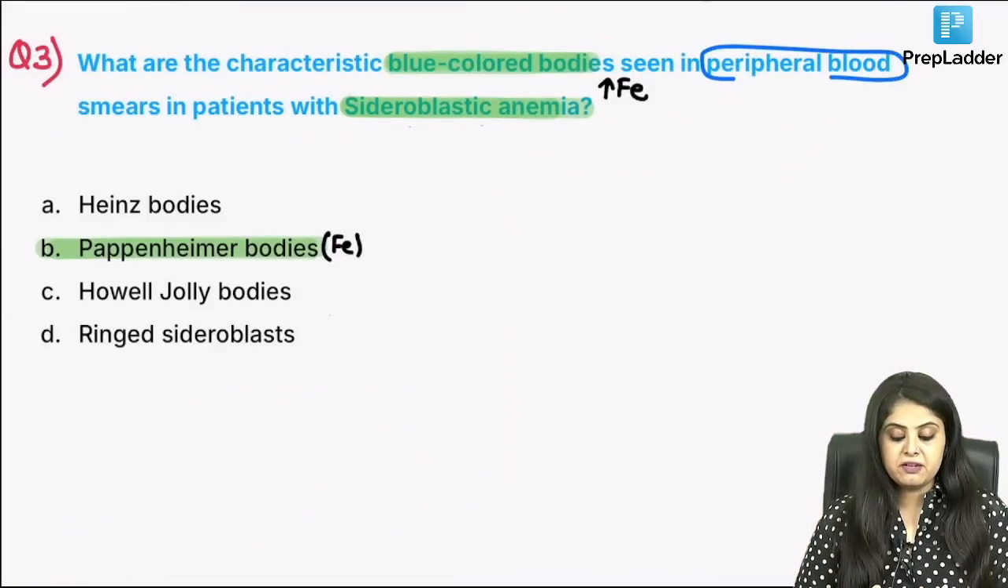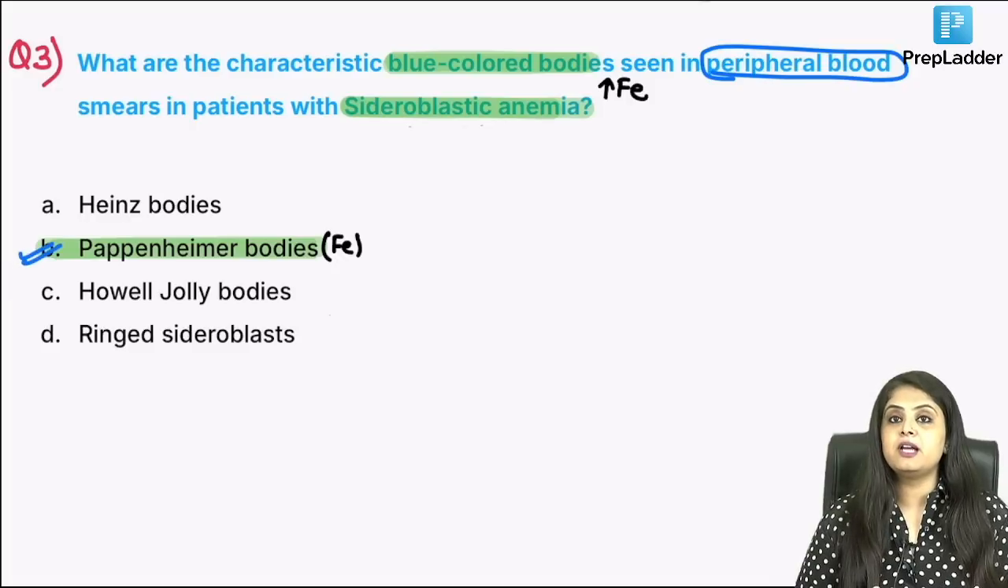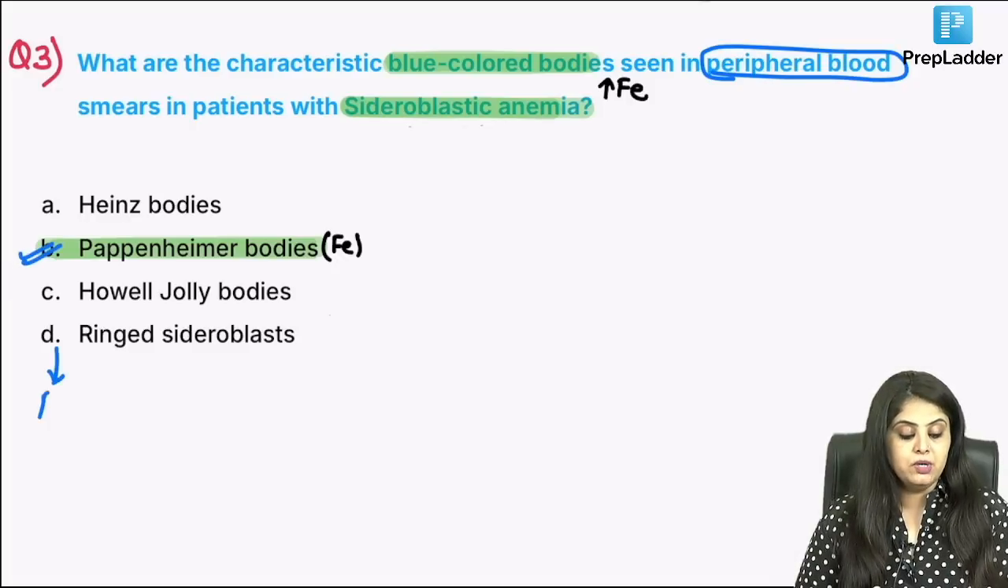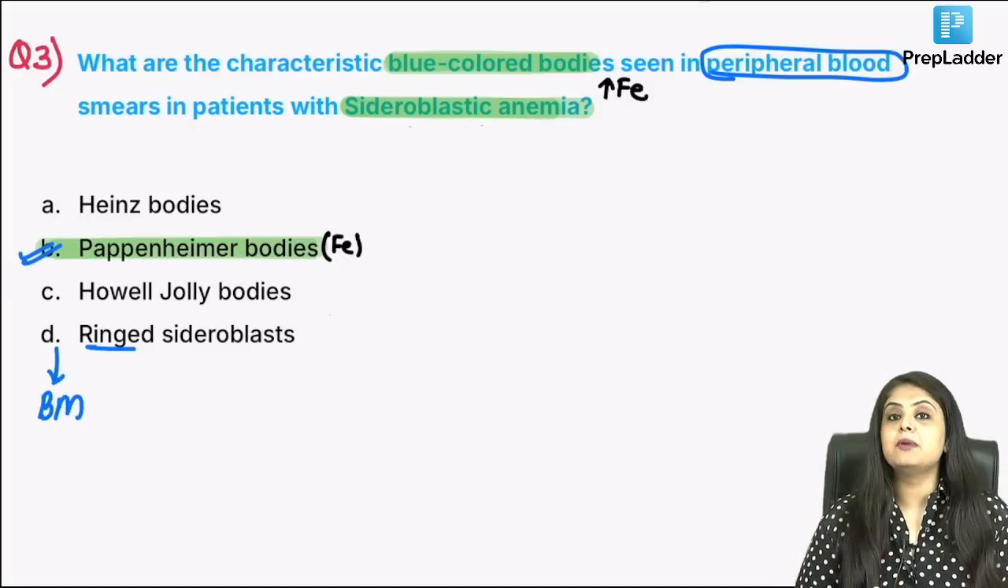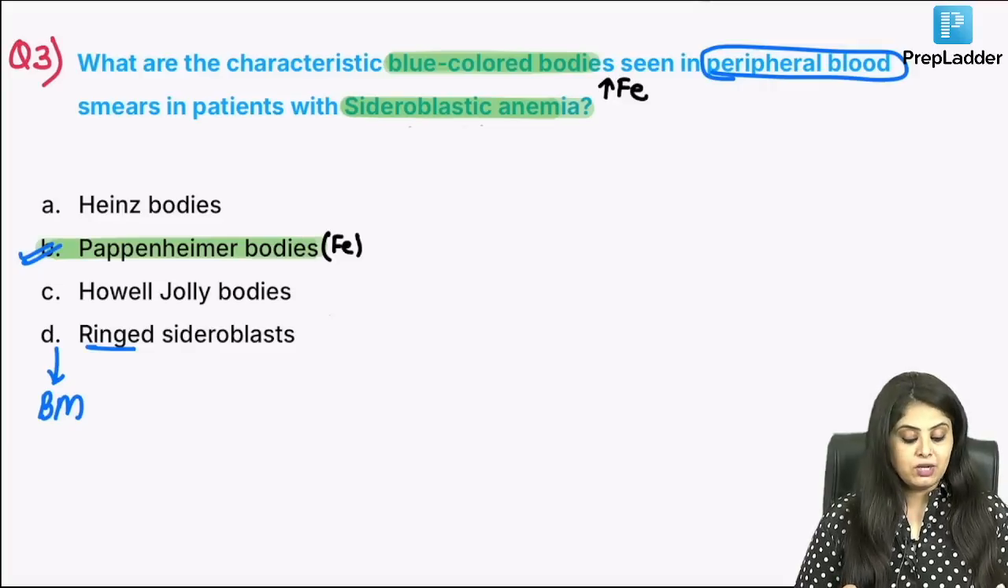Because here they asked you peripheral smear, and that is why my answer was Pappenheimer bodies. If they would have asked me bone marrow, finding of sideroblastic anemia, then my answer would have been ringed sideroblast. What about the other options?